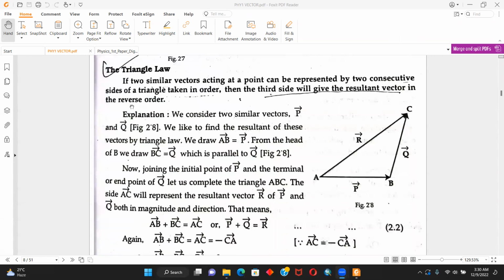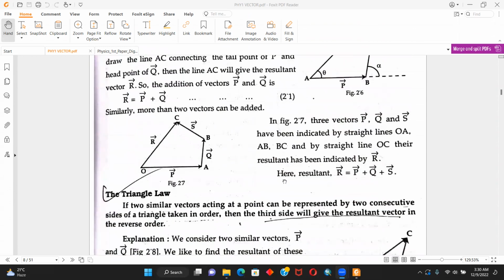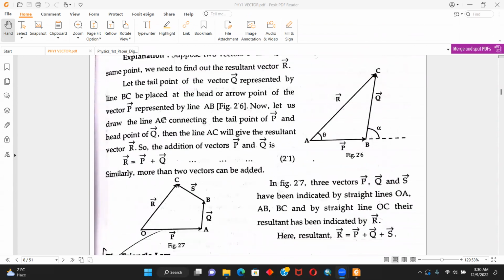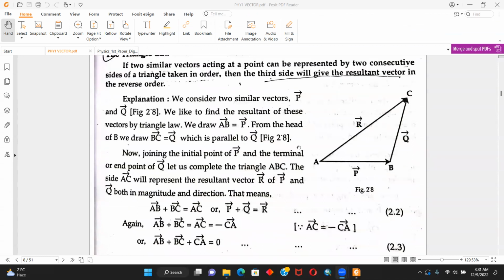The triangle law, as I've already said, is a special kind of general law. Remember, in the first case of the general law, what did I say? I said that a vector starts from an initial point and ends at some point. From that point, another vector starts. So the addition of these two will be the initial point of the first vector connecting with the terminal point of the second vector.